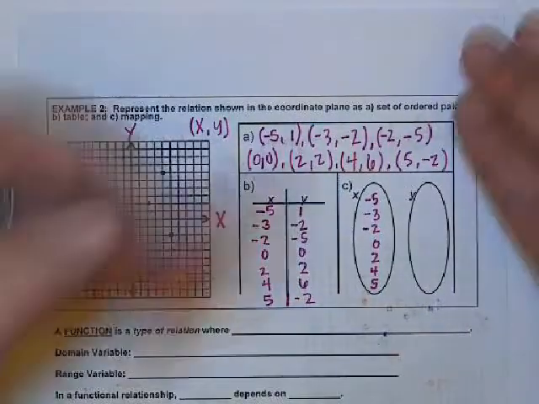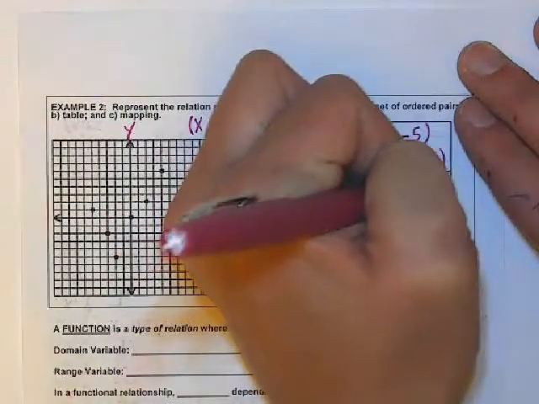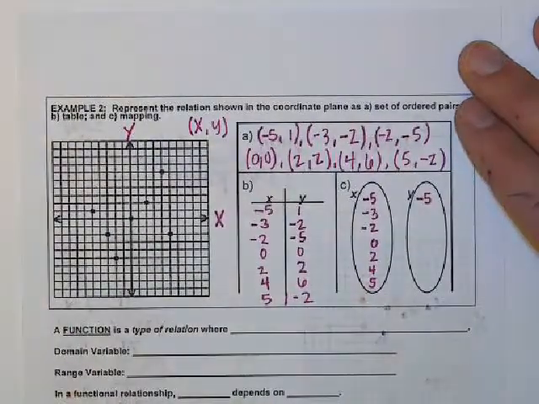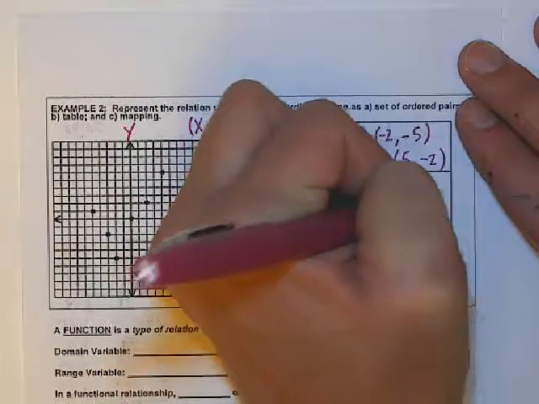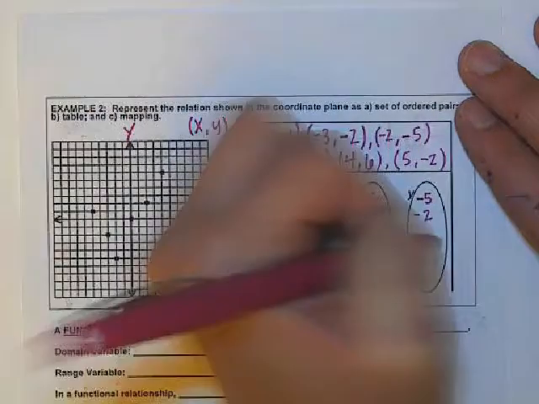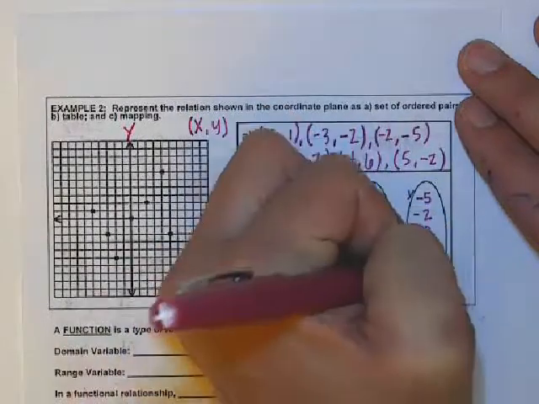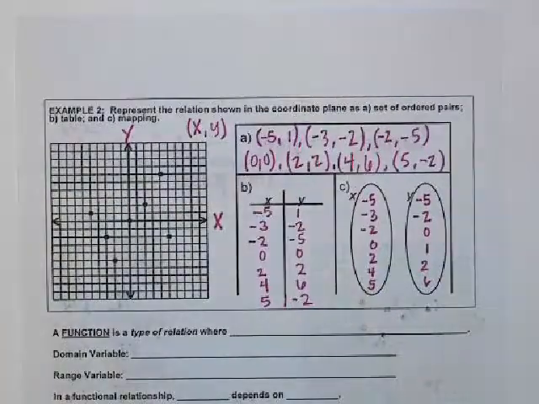So looking at the Y's, what's my smallest Y? -5. So that's going to go on the top. Then my next smallest is -2, but I'm only going to write it one time. Then 0, 1, 2, 6. Okay, so we got all the numbers down.